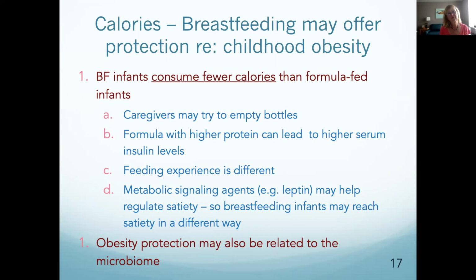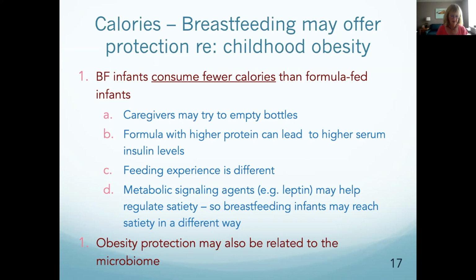So first of all, they consume fewer calories. And this A through D here, these are how that happens. Okay, first, if someone is feeding an infant a bottle, let's say a bottle of formula, it's human nature for us to try to get them to finish the bottle. And people that are trained know better, but people will shake it, wake them back up, here, drink some more. And you can't get a breastfed infant to consume too much because they'll stop. They have to suckle in order to get food. But caregivers can try to empty the bottles, so training helps them with that.